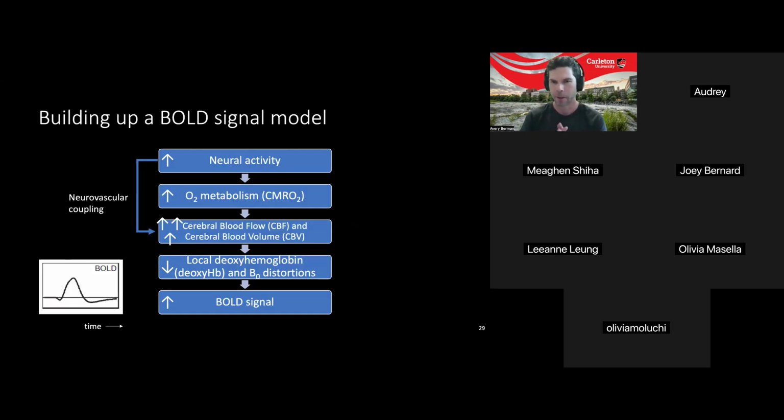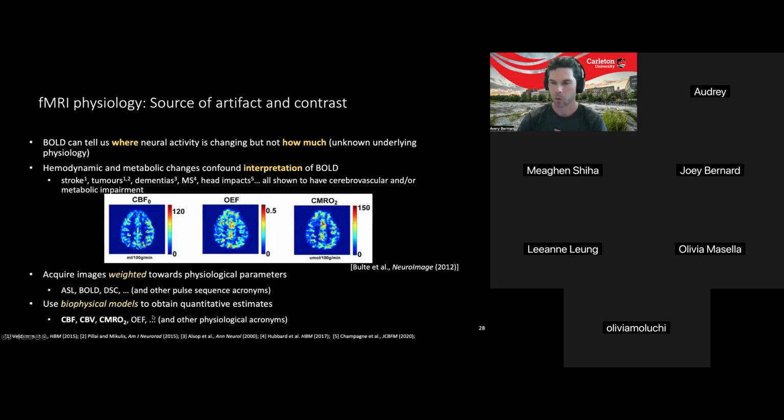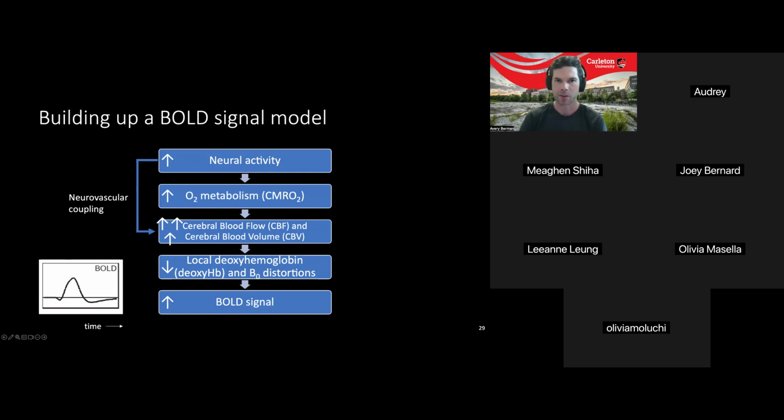So let's focus in on that biophysical modeling part, this last part here, to try to get quantitative estimates of our physiology. So let's build up how we can understand the BOLD signal. We have some increase in brain activity. This is simultaneously leading to increases in oxygen metabolism, as well as a large increase in cerebral blood flow and a moderate increase in cerebral blood volume. This is what we were calling neurovascular coupling, that the neurons interact directly with the vessels around them. This results in a decrease in the local deoxyhemoglobin content and a decrease in the distortions in the main magnetic field, B0, and a resulting increase in our BOLD signal.